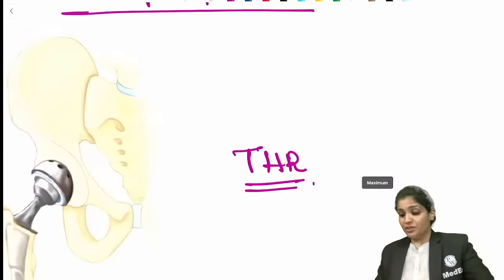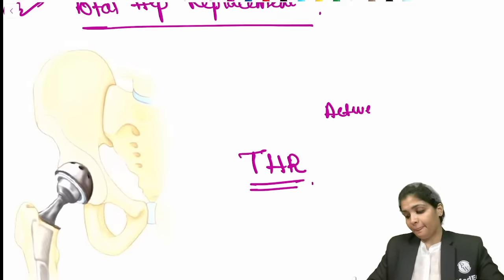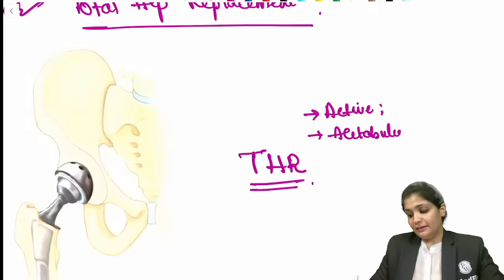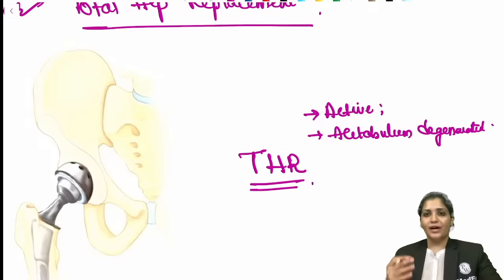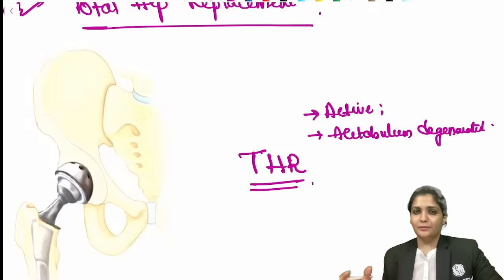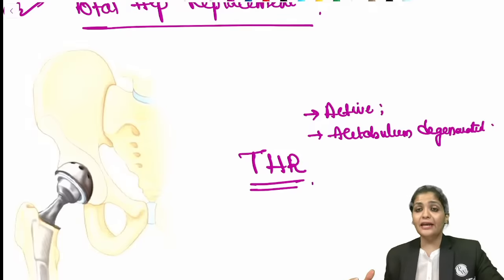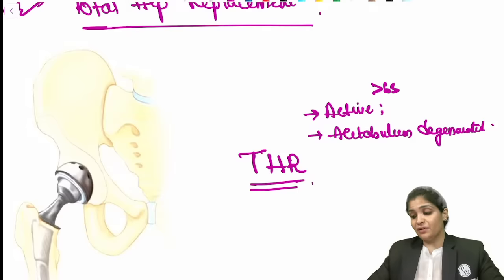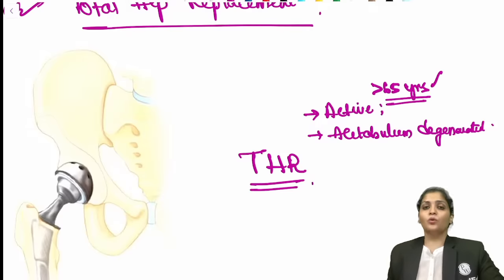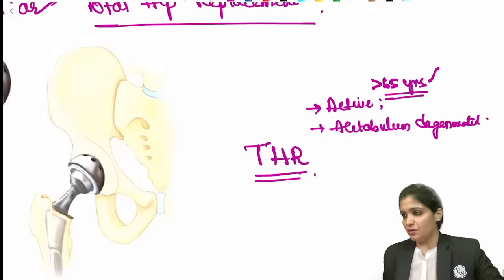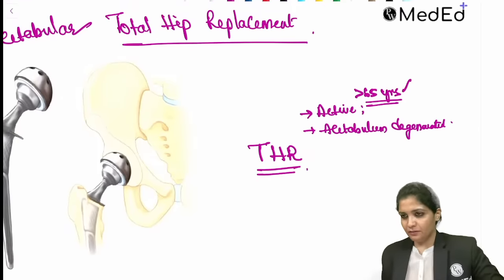It is done for individuals who are very active, and for individuals where the acetabulum is degenerated. So instead of doing hemiarthroplasty, if there are changes of arthritis in the acetabulum, you can directly take the patient to THR. So this is the indication: the acetabulum is degenerative. In case of fracture neck of femur, you can directly treat the patient with total hip replacement, or a particular individual who is very active and more than 65 years of age, you can directly treat with total hip replacement. Those are the indications for total hip replacement, right?